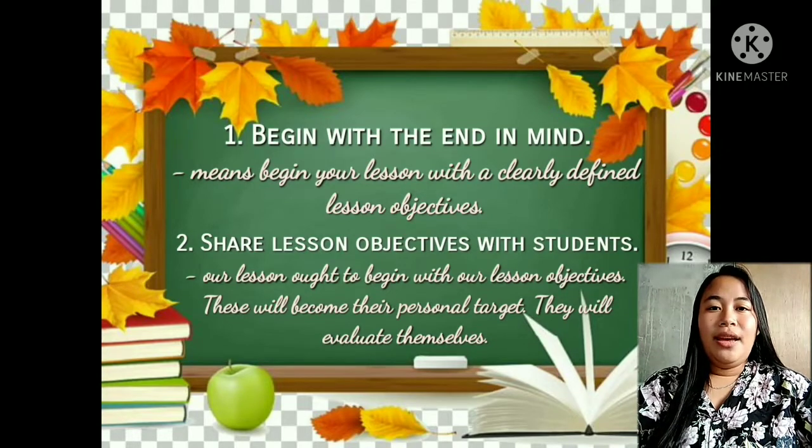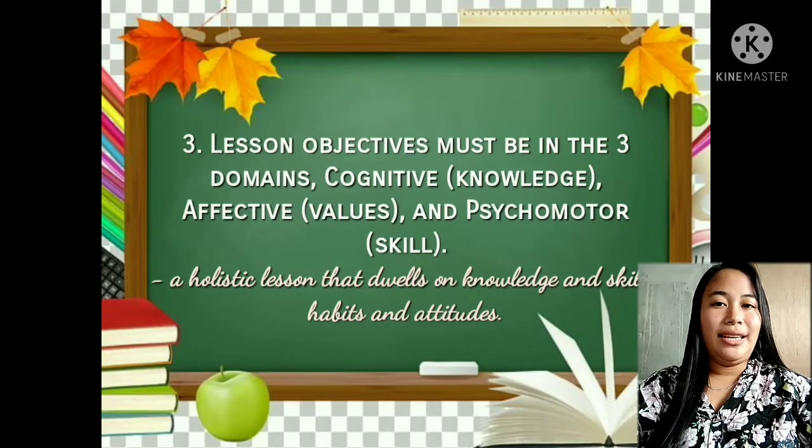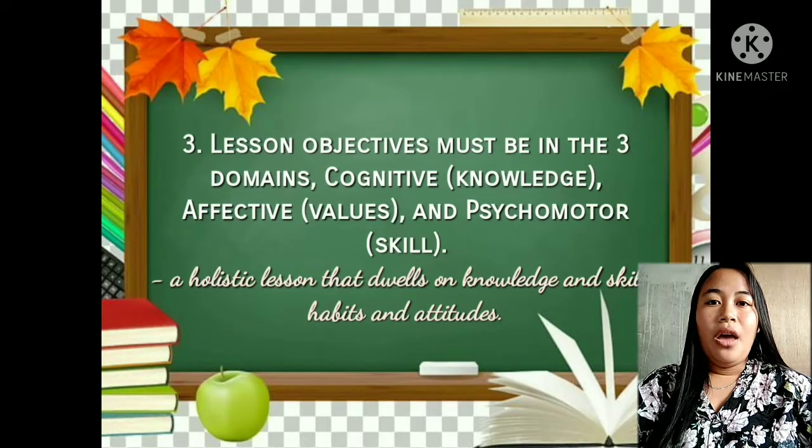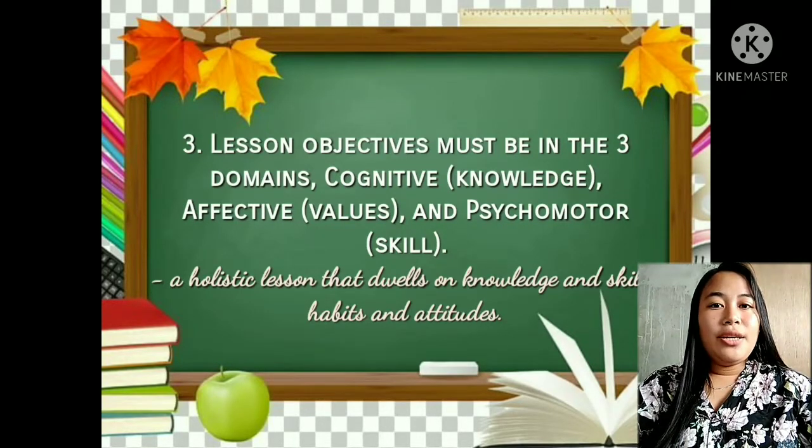Third, lesson objectives must be in the 3 domains. What are the 3 domains? Yes, that's right. The cognitive, which is knowledge; affective, which involves values; and psychomotor, which is skill. A holistic lesson dwells on knowledge and skills, habits, and attitudes. Our lesson may be dominantly cognitive. When we say dominantly cognitive, it is meant primarily for knowledge.